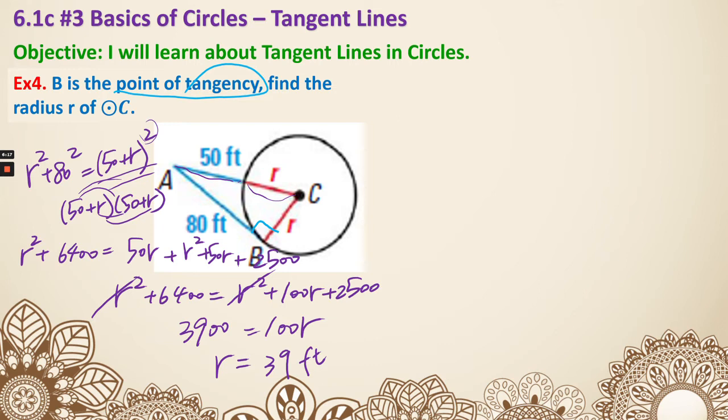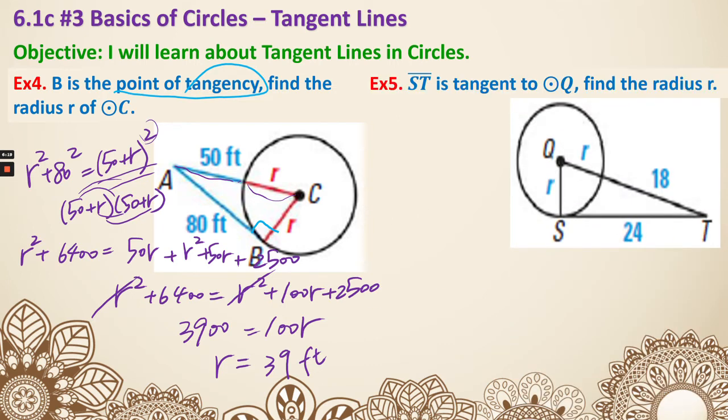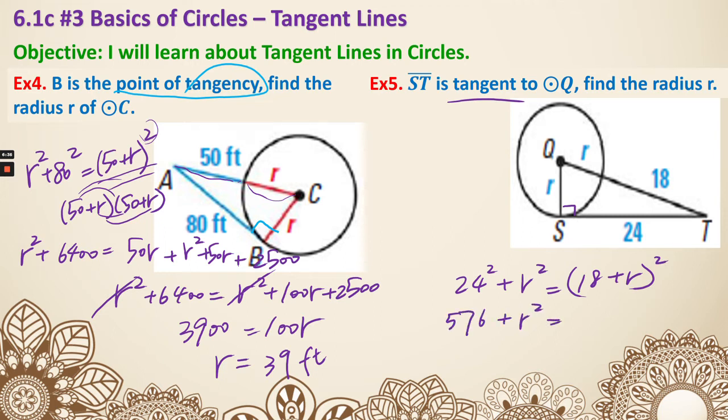That's example 4. Example 5 is the same idea. You can pause here and try that by yourself. Now, same thing. If that is tangent, this is 90 degrees. So we have 24 squared plus r squared equals 18 plus r squared. So it's going to be 576 plus r squared, which equals 324 plus r squared plus 36r.